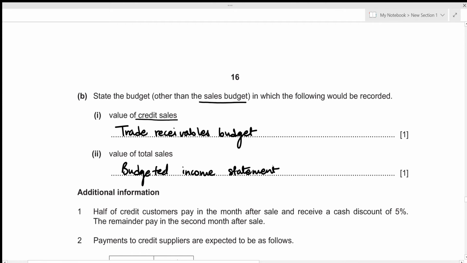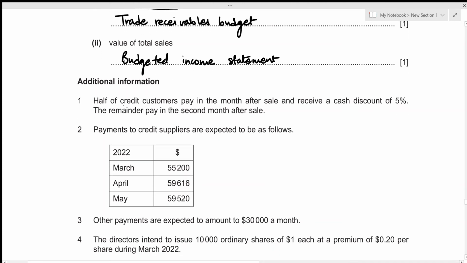Okay, then we're given additional information. It states that half of credit customers pay in the month after sale and receive a cash discount of 5%, and the remainder pay in the second month after sale. So whatever credit sales that we made, half of it will be paid in the month right after sale, whereas half of it will be paid after 2 months.